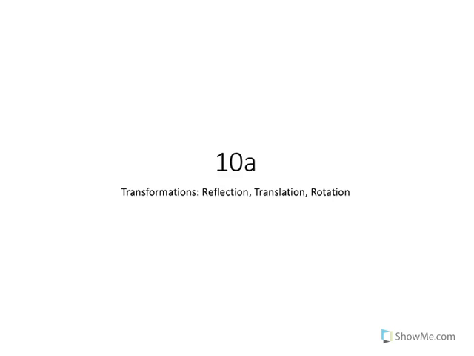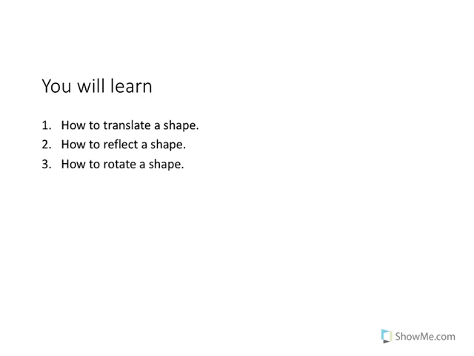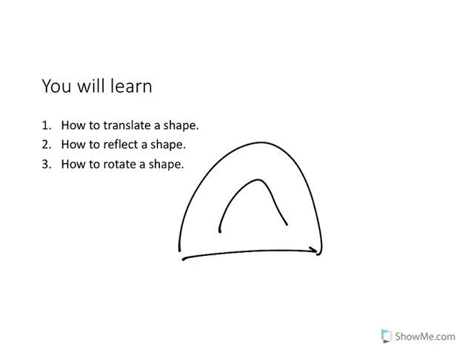This first chapter, 10a, is on transformations, reflections, translations, and rotations. In this chapter, you'll learn how to translate a shape, to reflect, and also how to rotate. So in this chapter, you'll find that having a protractor, which helps you measure angles, will be very useful.